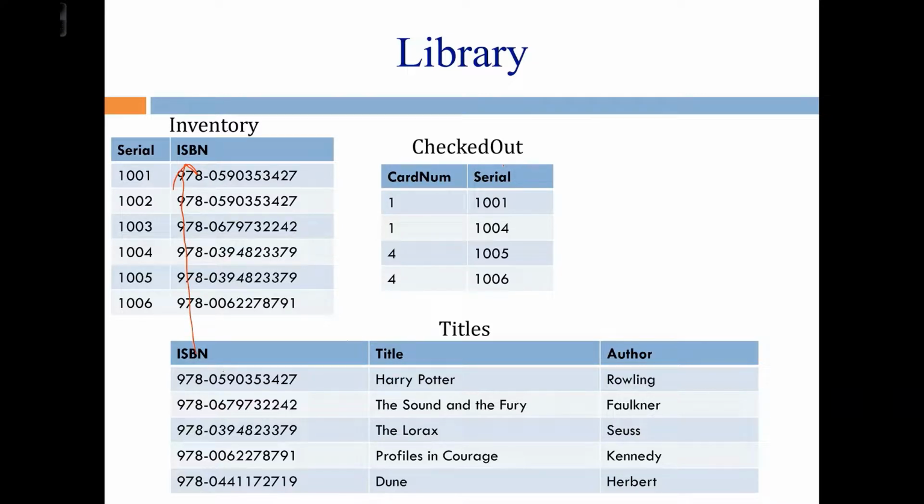So like titles would be R, inventory would be S, and checked out would be T. And I can compare the ISBNs, then I can take the serial and compare to checked out. Or similarly, if I started on checked out, I could go this way first and then down here. So checked out would be R, inventory would be S, and titles would be T. Those are not the only 2 possibilities, though.